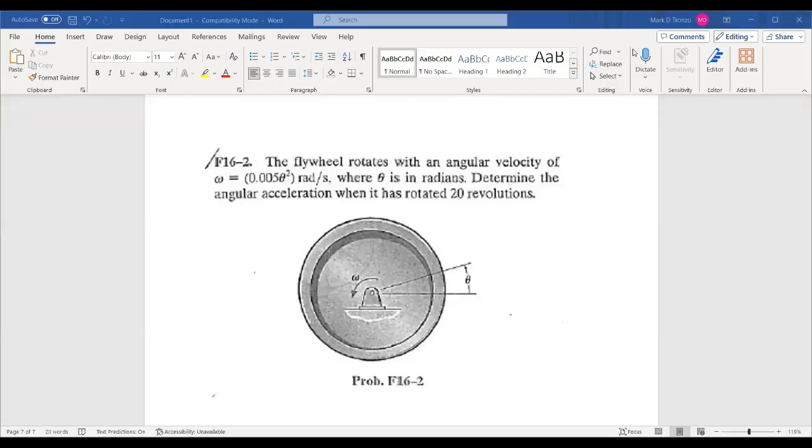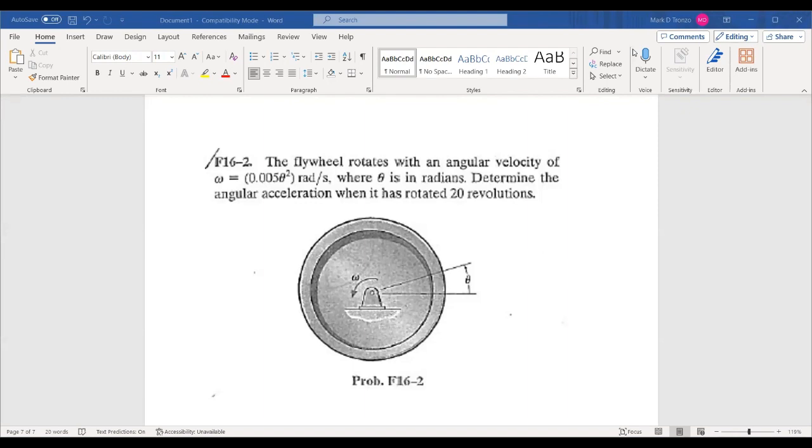Next, we're going to look at this problem, F16-2. It says the flywheel rotates with an angular velocity of 0.005 theta squared radians per second, where theta is in radians. Determine the angular acceleration when it is rotated 20 revolutions.